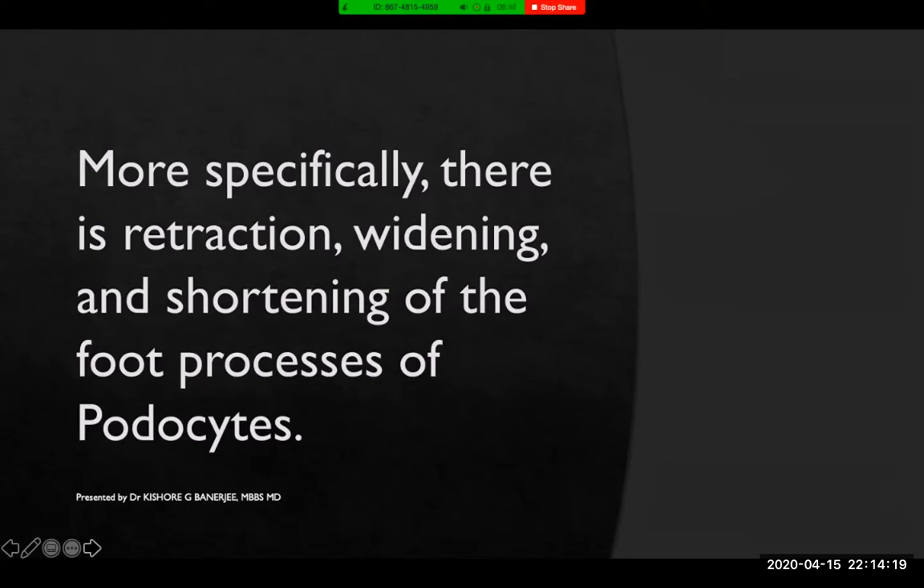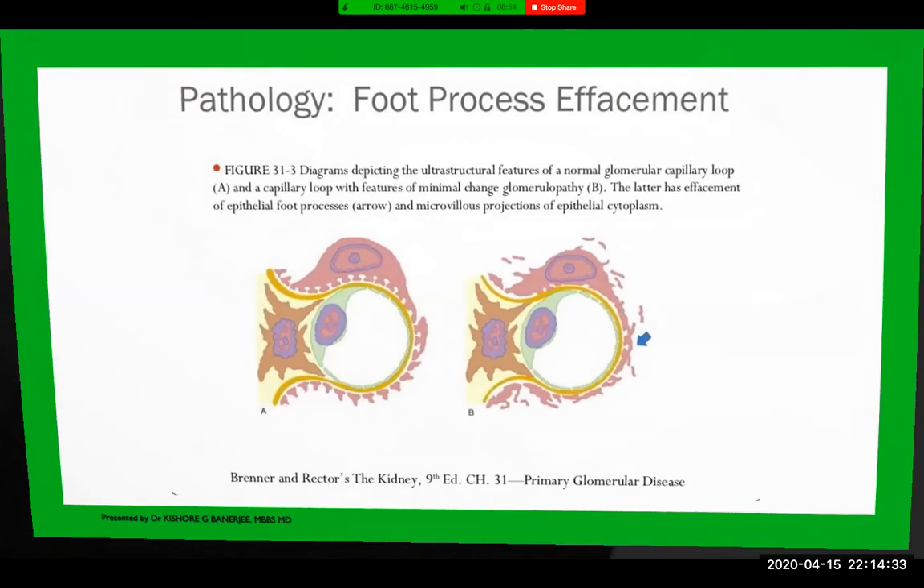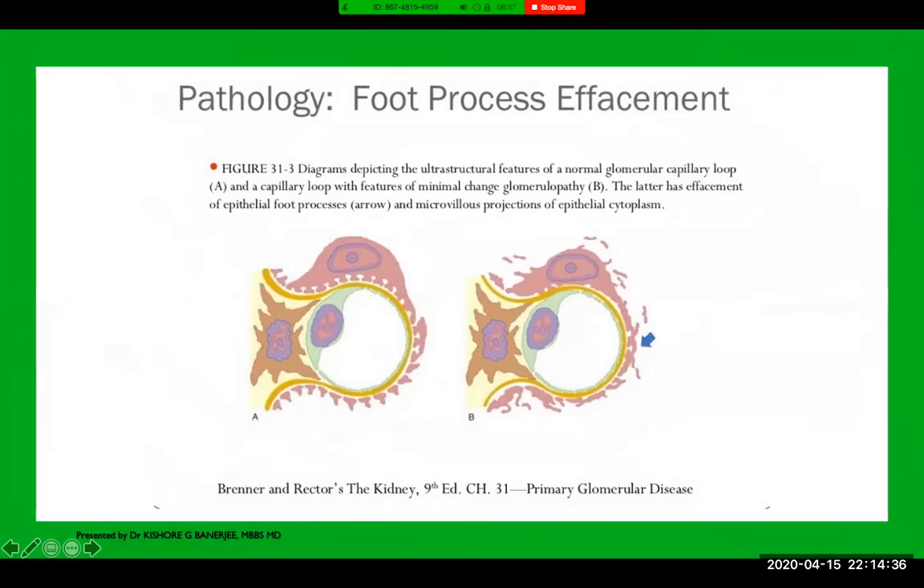Now, what is basically meant by diffuse effacement of foot processes? What are the changes which are specifically seen? More specifically, the changes you see on podocytes are retraction, widening, and shortening of the foot processes of podocytes. Here, you can see that the left side is normal, and on the right side, some microvillus projections are seen over the podocytes, and the podocytes usually appear flattened over the external aspect of the glomerular basement membrane. This is meant by the term foot process effacement.